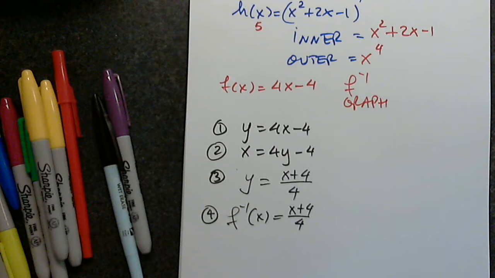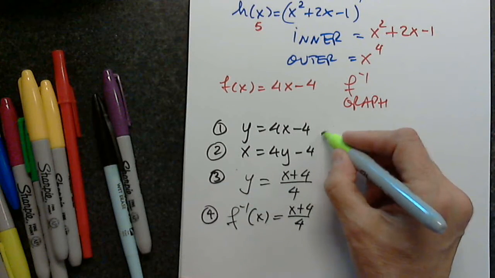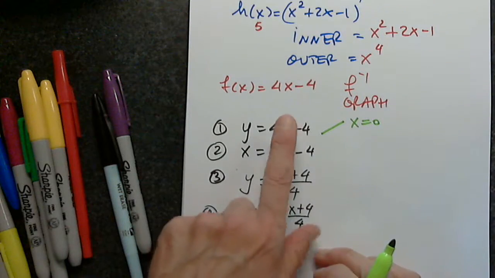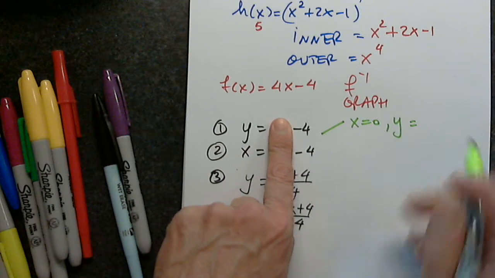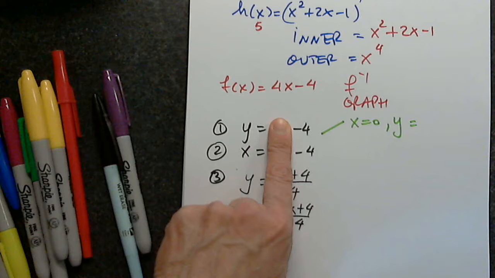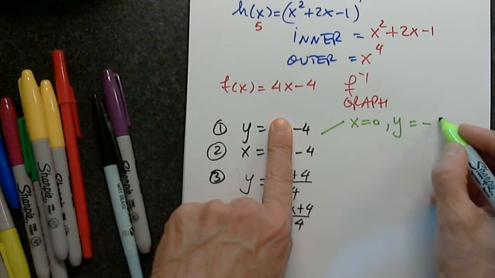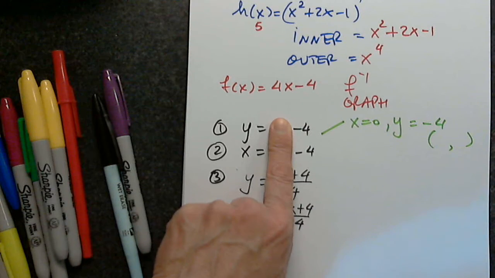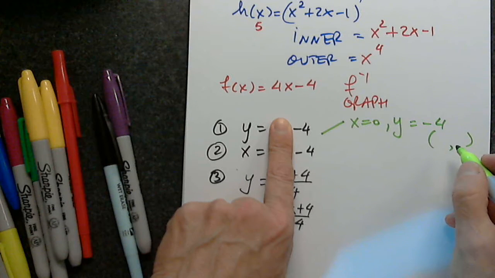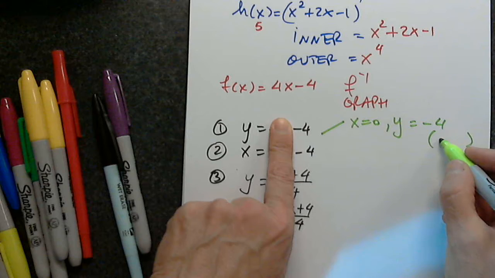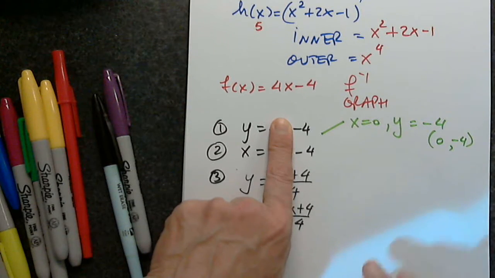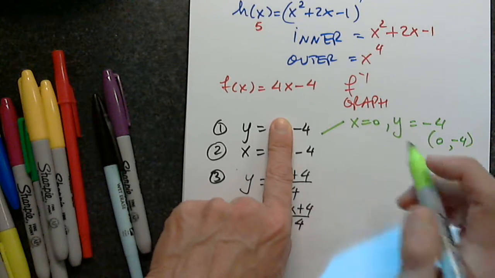The x and y intercepts. Very good. So let's start with x equals 0. If x is 0, how much is y? Perfect. Which ordered pair did we just determine? X, y: 0, negative 4. 0 for x, negative 4 for y.